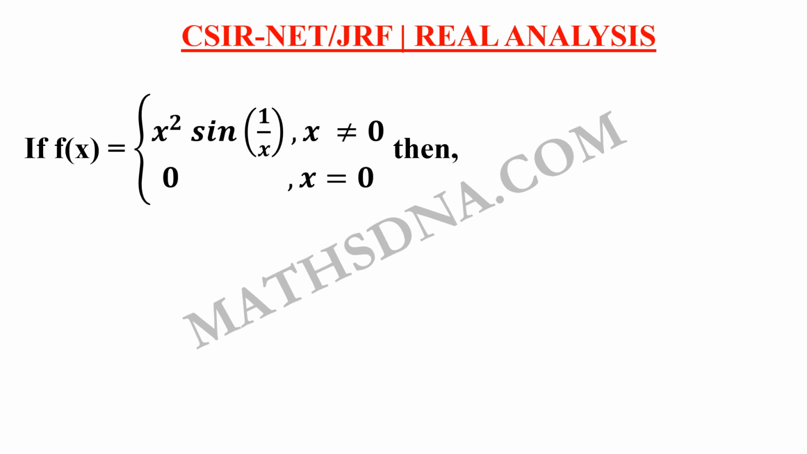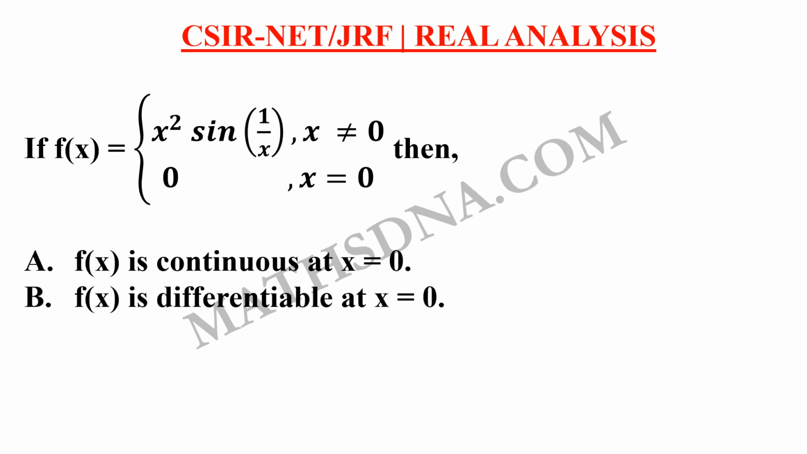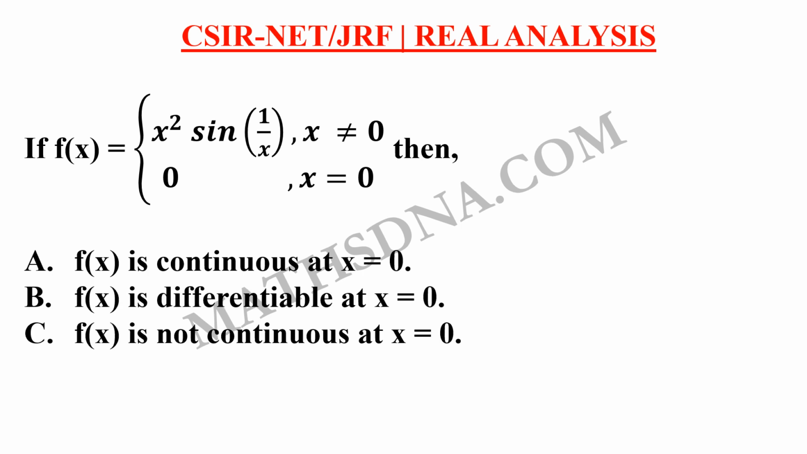Moving on to the question. The question is: if f(x) equals x square sine 1 by x when x is not equal to 0, and 0 if x is equal to 0, then option A, f is continuous at x equals 0; option B, f is differentiable at x equals 0; option C, f(x) is not continuous at x equals 0; and option D, none of them.